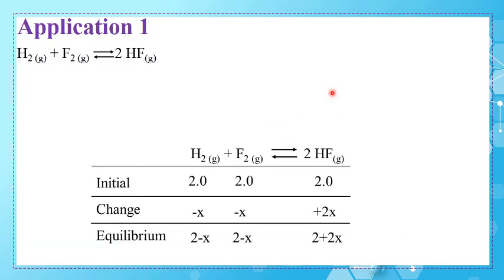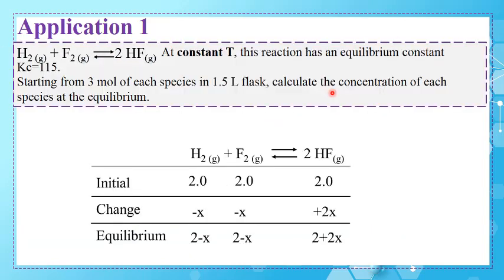Now, let's put these values in a table in order to be able to calculate the concentration at equilibrium. Here is the reaction, the given, and here is the table. Simply here we arrange the given. Here are the initial values which were found in the previous slide. They change as we did previously. It's minus x because H2 is a reactant, minus x because F2 is a reactant, plus 2x for HF. So at equilibrium, the concentration of H2 will be 2, the initial, minus x, the change. This one is also 2 minus x, and this one, the initial, is 2 plus 2x.